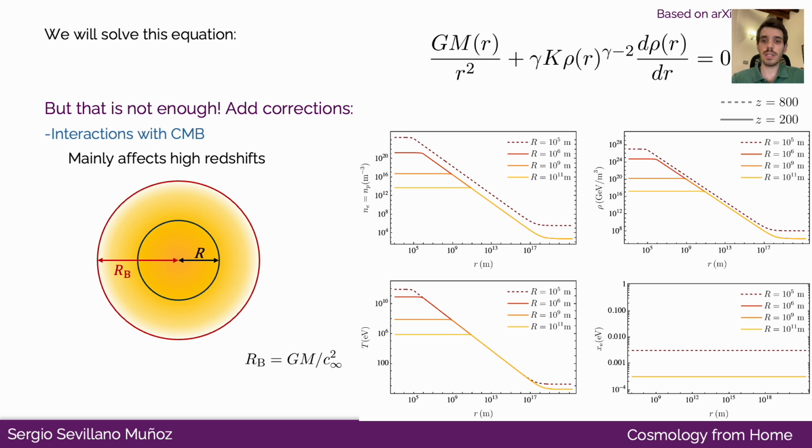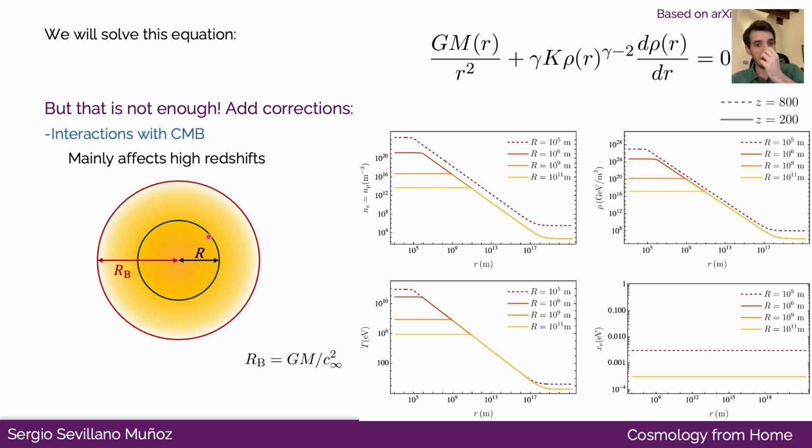Now we need to add some corrections to get a full picture of what is going on. The first correction is interactions with the CMB. When we took this static approximation, we basically killed two of the Navier-Stokes equations that maybe it will be better to actually consider. In this example, as you can see, we have the radius of the object over here, but we have a different radius that forms when you have accretion.